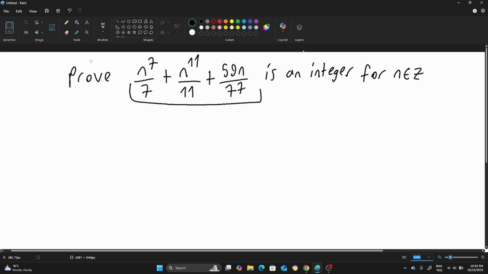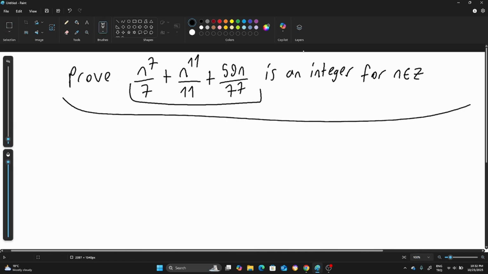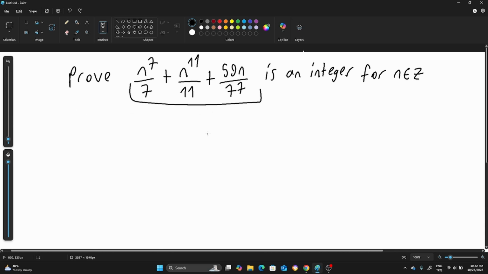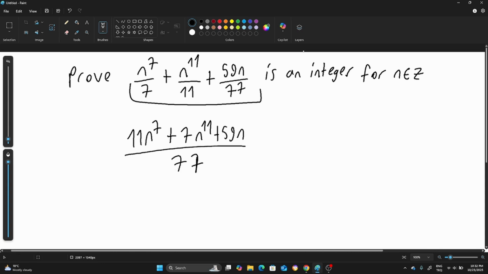Hi, so we want to prove this statement, right? This whole expression. Now, what we can do is use a common denominator to say (11n^7 + 7n^11 + 59n) / 77 equals our original expression. Here, if this numerator is divisible by 77, then it will be an integer, right?